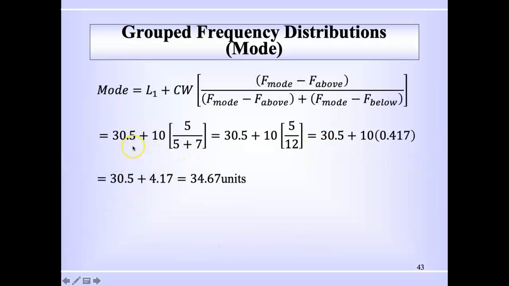So we'll have 30.5 plus 10 times, in brackets, 5 over 5 plus 7. 5 plus 7 works out to 12. 5 divided by 12 works out to 0.417. Multiplied by 10, we get 4.17. And then 30.5 plus that gives us 34.67 units. And that's our mode. So the middle score, or the most popular score, is 34.67.